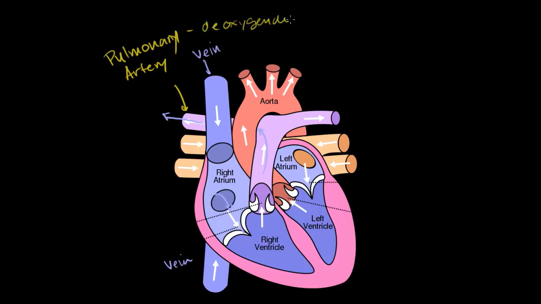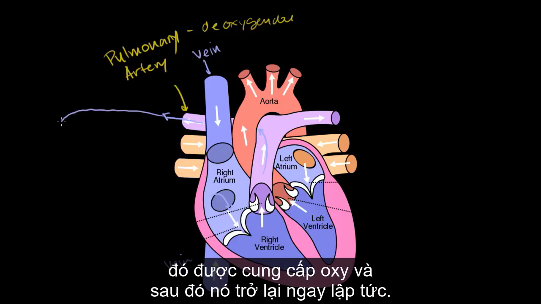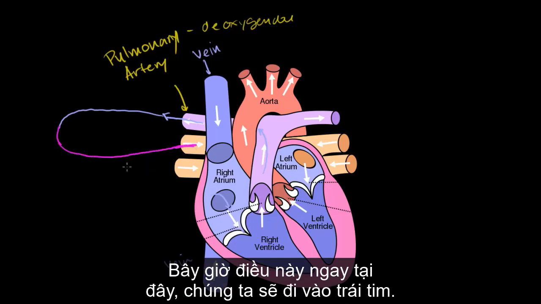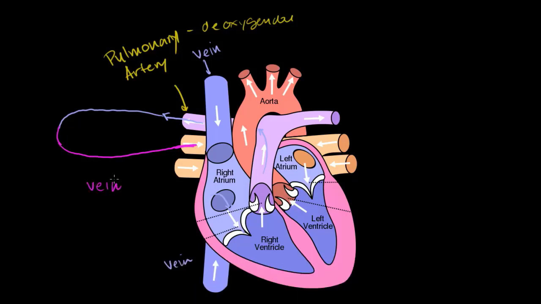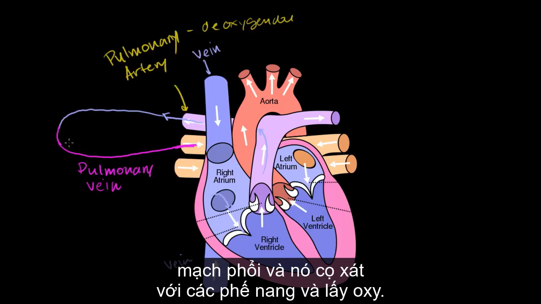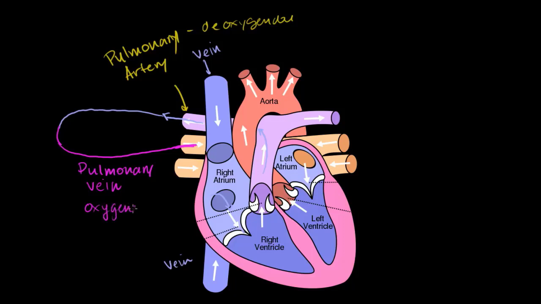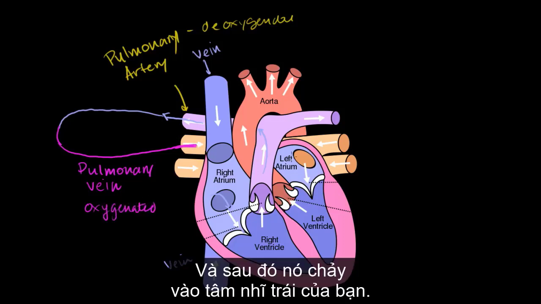Deoxygenated. Then it goes to the lungs, rubs up against some alveoli, and then gets oxygenated, and then it comes right back. Now this right here, we're going to the heart, so that's a vein. We're dealing with the loop with the lungs, so it's a pulmonary vein. And it rubbed up against the alveoli and got the oxygen diffused into it, so it is oxygenated. And then it flows into your left atrium.